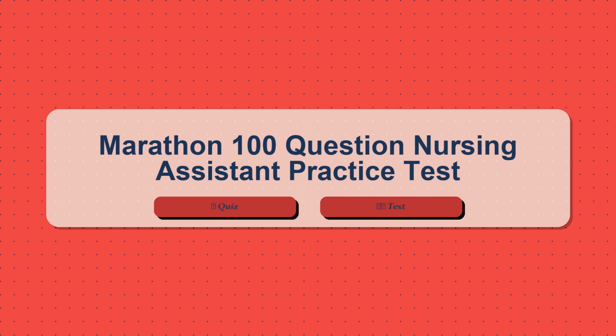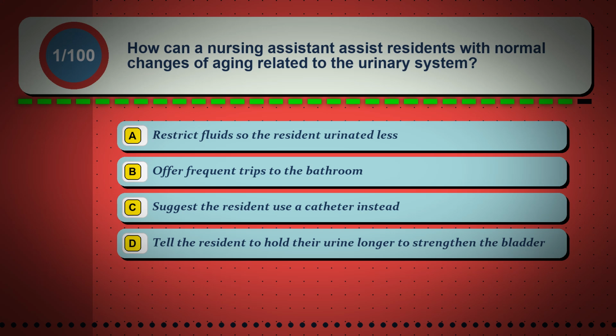Marathon 100-question nursing assistant practice test. Question 1. How can a nursing assistant assist residents with normal changes of aging related to the urinary system?